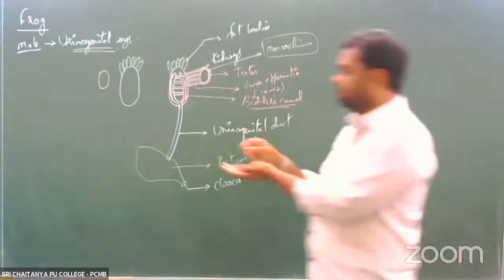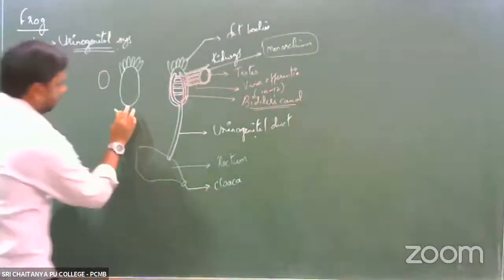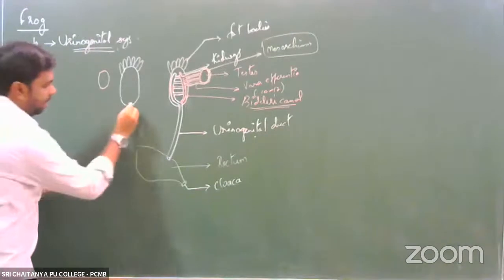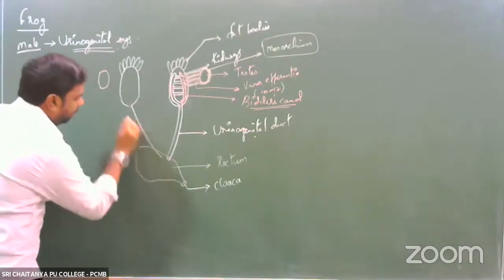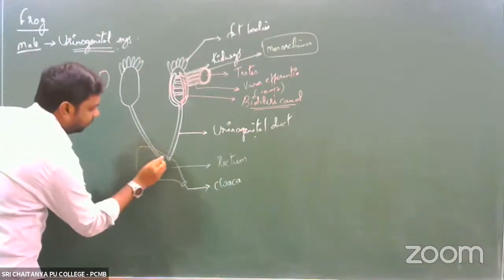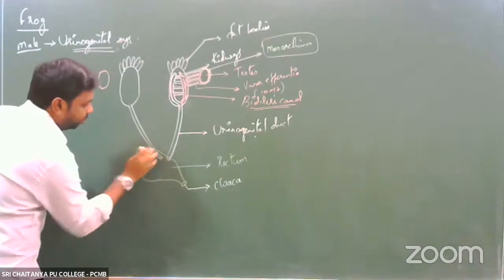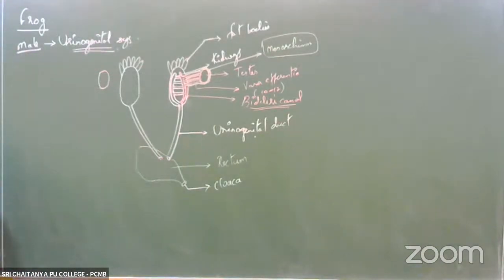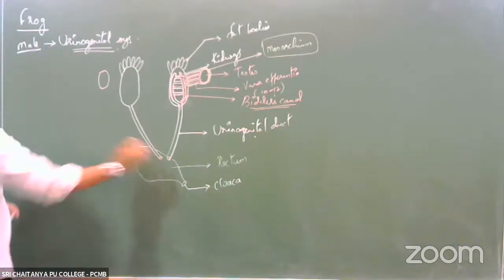From this side also, the same thing would arise. Another duct would come from this place, which would open up into the rectum here. So both the urinogenital ducts open up into this structure, which is called the rectum.